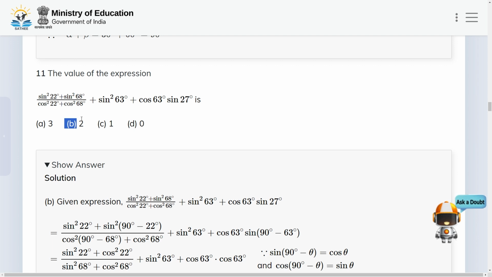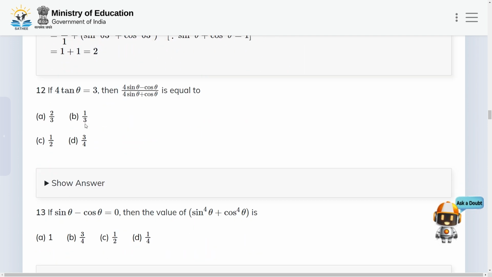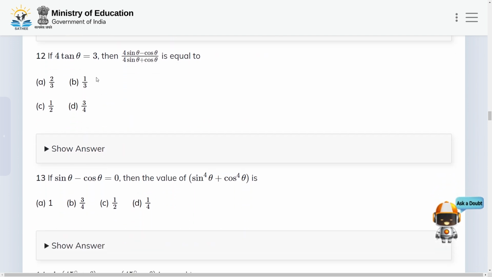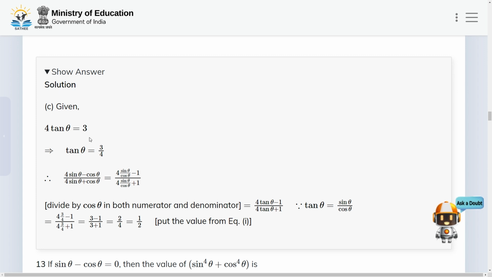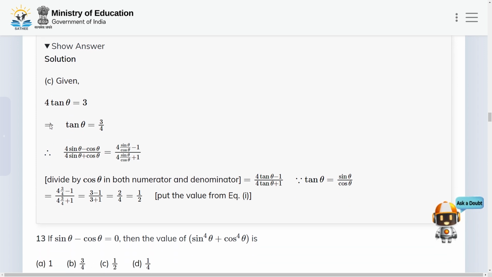And now let us move to the next problem. In the next problem, we have the given information: 4 tan theta is equal to 3, and then we need to find the value of 4 sin theta minus cos theta divided by 4 sin theta plus cos theta. From the given information, it implies tan theta is equal to 3 by 4.